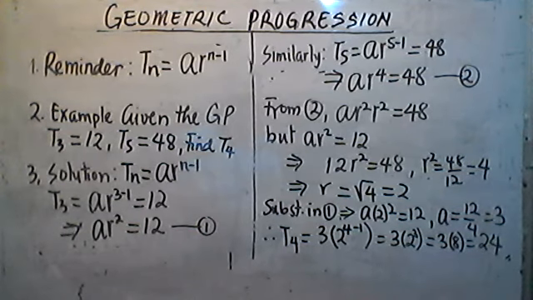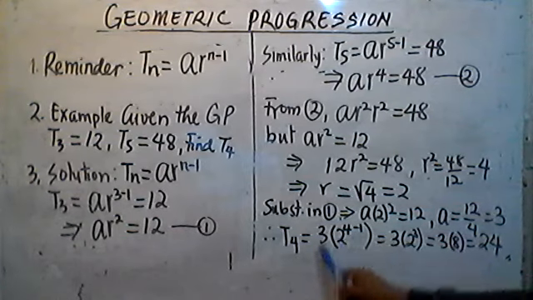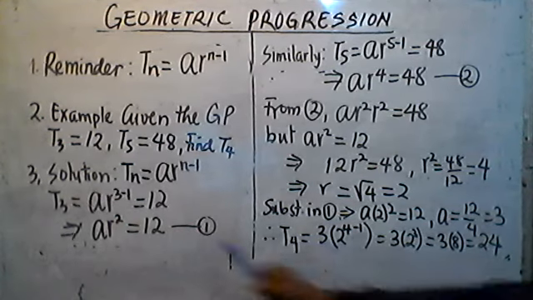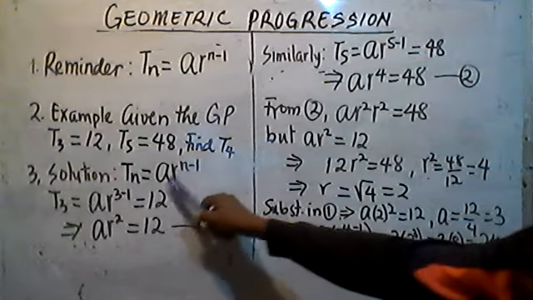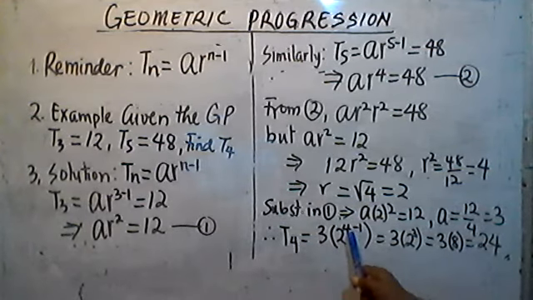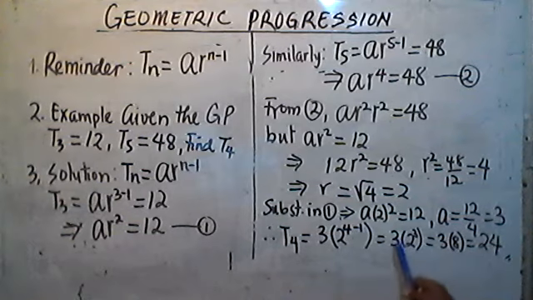You now substitute to get the fourth term. So it now becomes a, which is 3. Using the formula, a is 3, in bracket r is 2, raised to power 4 minus 1, which is n minus 1, is equal to 3 in bracket 2 raised to power 3, because 4 minus 1 is 3. And that becomes 2 raised to power 3 is 8. So 3 times 8 is now 24.